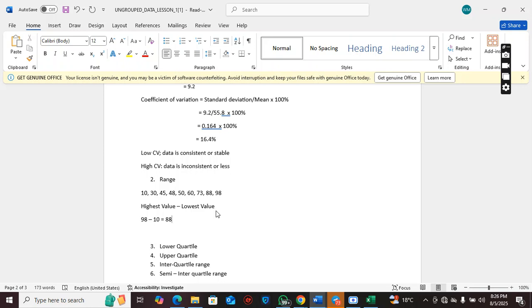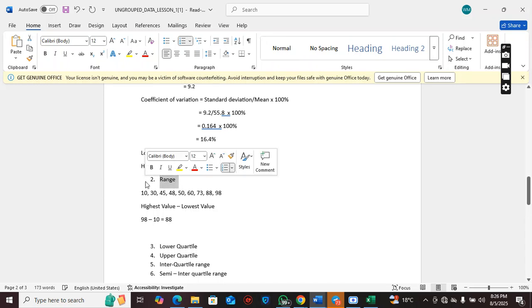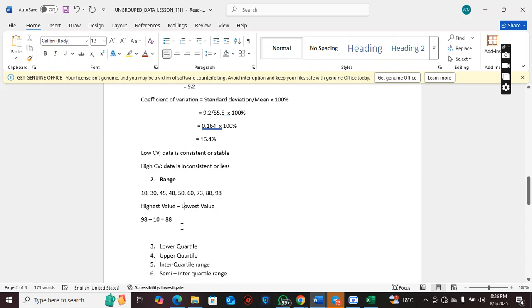Anytime they ask you to get the range, that's what you do. You just get the highest value in your data set minus the lowest value in your data set. Any questions before we go now to the lower quartile? Remember, quartiles divide the data into 4 parts.